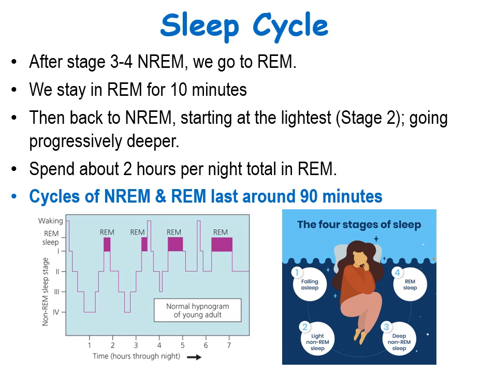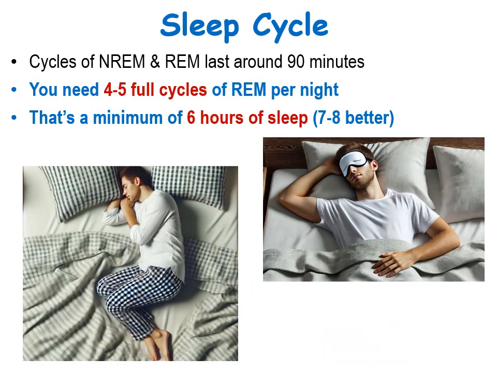So your cycles of non-REM and REM last about 90 minutes. So what does that mean for you? Well, if the cycles last for 90 minutes, you need 4 to 5 full cycles of REM every night. So that's a minimum of 6 hours of sleep.